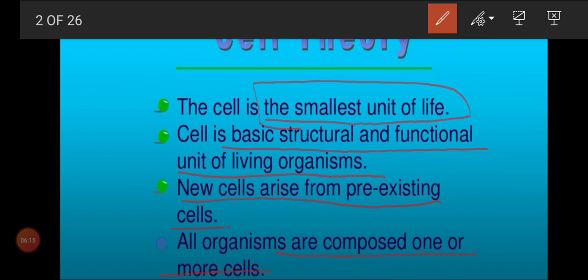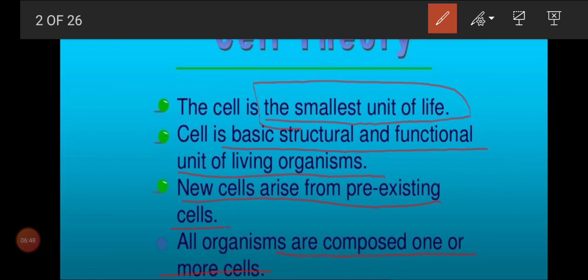And imagine human beings. Is a human being made up of only a single cell, children? No. The human body is made up of many cells, millions of cells. So we can say that many cells make an organism like human beings, plants and other animals. I think now you have an idea regarding what a cell is, what the structural and functional unit of organisms is, how new cells are formed from pre-existing cells, and how all organisms are made up of cells.